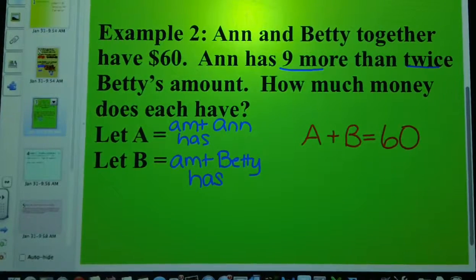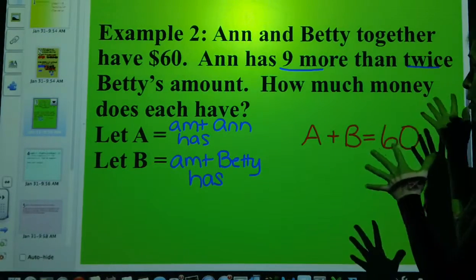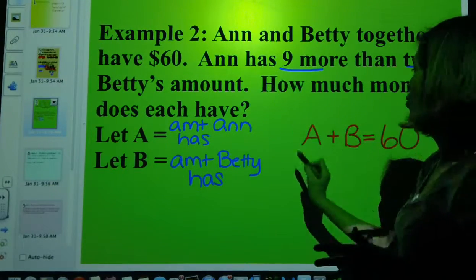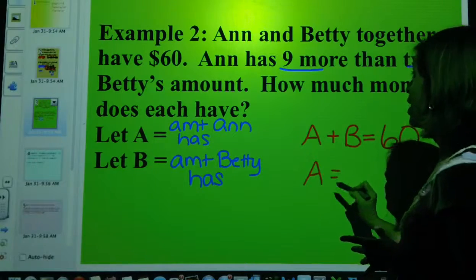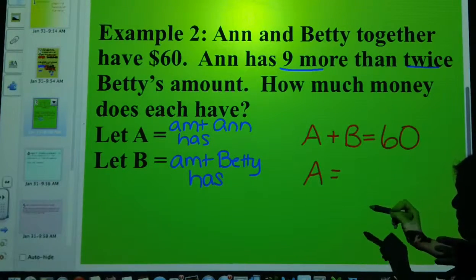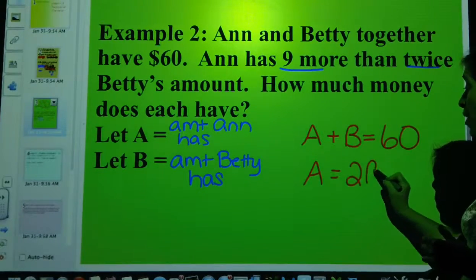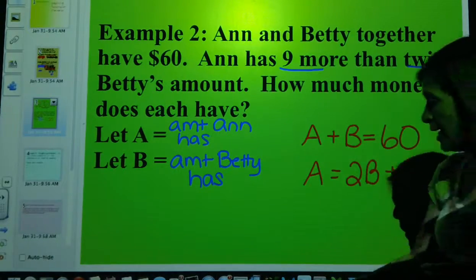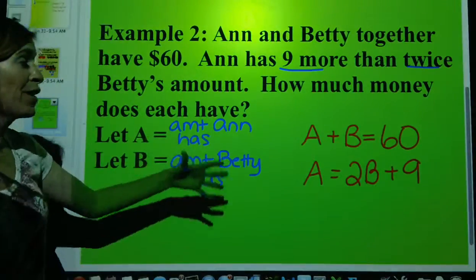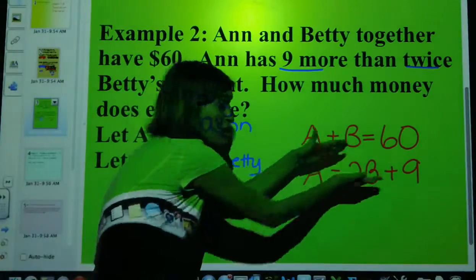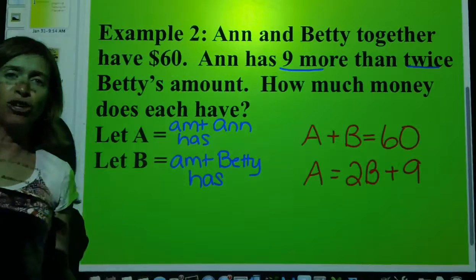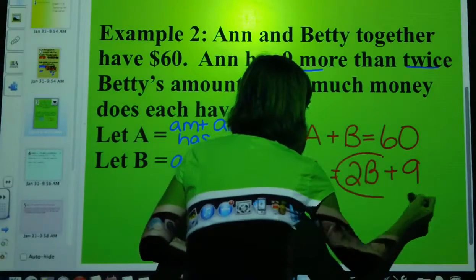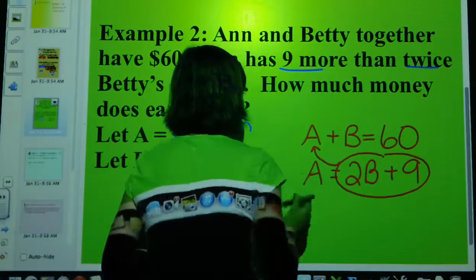All right, so then I've got to deal with the other part of the equation. Ann has, remember has is like is, so Ann has 9 more than twice Betty's amount. So twice Betty's amount is multiplication, 9 more is addition. All right. Now looking at this equation, I have a variable solved for, A is solved for, so substitution's a better method. All right, so I'm going to take 2B plus 9 and I'm going to plug it in for A.